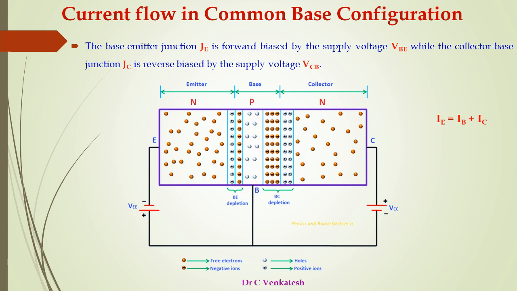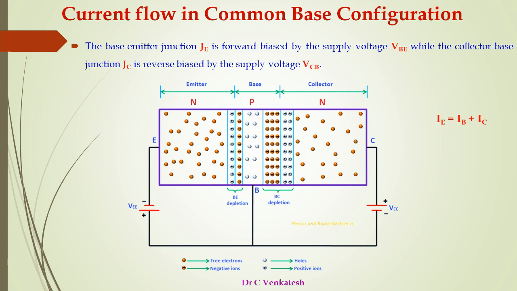Thus, free electrons which are flowing from emitter to base and holes which are flowing from base to emitter conduct electronic current. The actual current is carried by free electrons which are flowing from emitter to base. However, we follow the conventional current direction which is from base to emitter. Thus, this current is produced at the base emitter region.